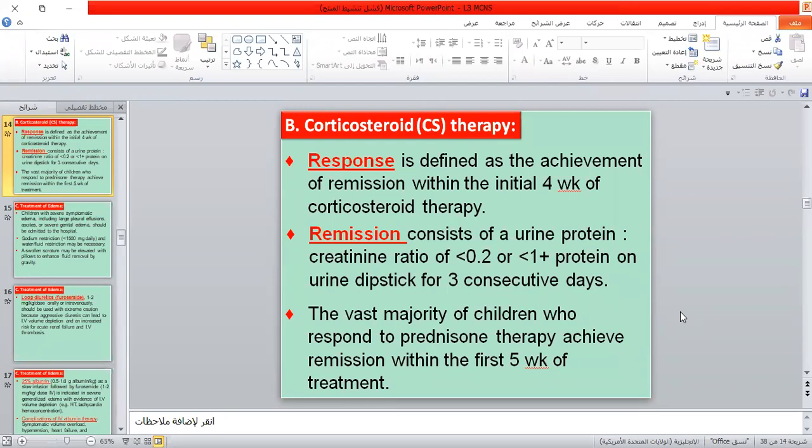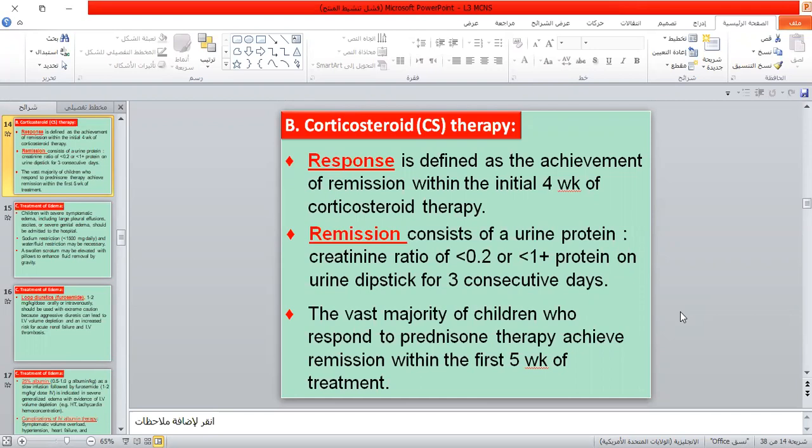Steroid response is defined as the achievement of remission within the initial 4 weeks of the corticosteroid therapy. I say this patient has steroid responsive nephrotic syndrome if he had remission within 4 weeks of the steroid therapy. What is remission? Remission is urine protein to creatinine ratio less than 0.2 or less than 1 plus protein on urine dipstick for 3 consecutive days. This is remission, meaning less than 0.2 by the protein creatinine ratio or less than 1 plus, meaning normal urinary protein excretion.